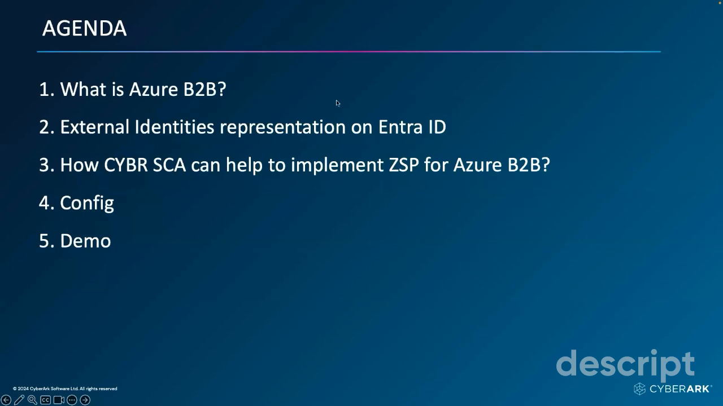This is a brief agenda of what we are going to cover. First, we will be looking at what is Azure B2B and how the external identities, or business to business identities, representation looks like on Entra ID. Then we will get into how CyberArk Secure Cloud Access can help to implement ZSP for the Azure B2B scenario. We will look into the configuration. At last, we will be spending the majority of our time going through a demonstration.